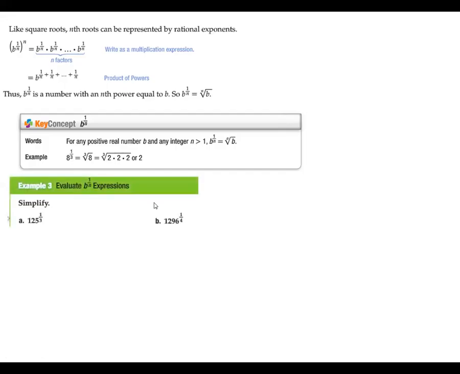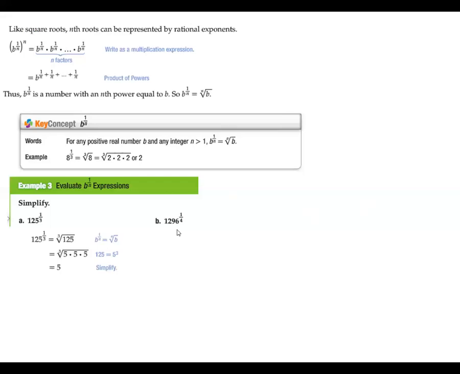Okay, let's try a couple. 125 to the 1/3 power means the cube root of 125. Well, that means I need to find 3 factors that are the same that multiply to 125. If I can do it, then I can take the cube root. Well, that's 5 times 5 times 5, so the cube root is just 5.